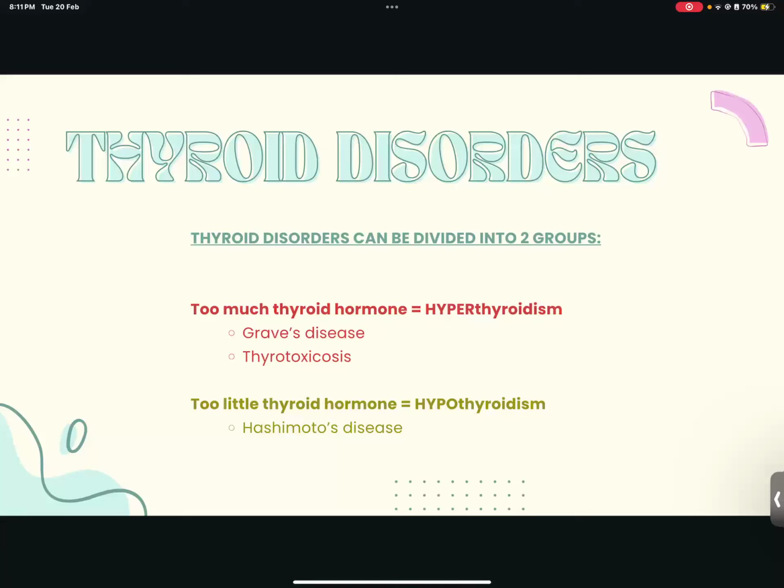Now let's talk about thyroid disorders. Thyroid disorders can be divided into two groups, either too much thyroid hormone or too little thyroid hormone. Too much thyroid hormone will be hyperthyroidism. An example of this is Graves' disease, which will have something called thyrotoxicosis as part of Graves' disease, but I've put them as two separate points. And too little thyroid hormone will be hypothyroidism. An example of this is going to be Hashimoto's disease.